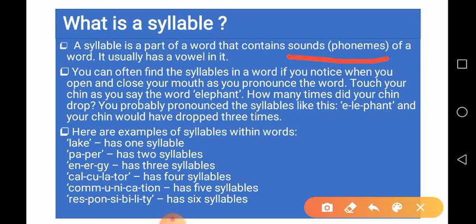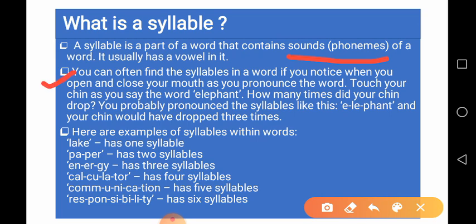If a word contains more than one sound, then one sound is one part of the word. If it has two sounds, then the word is called a two syllabic word, meaning it has two syllables. So, what is a syllable? A syllable is a sound in the word. In the second point there is an explanation of syllable.